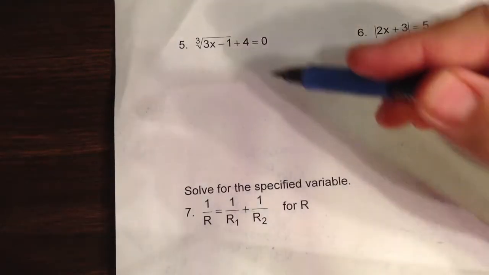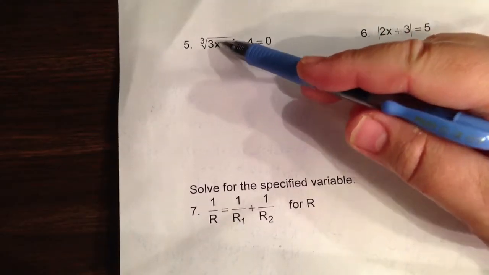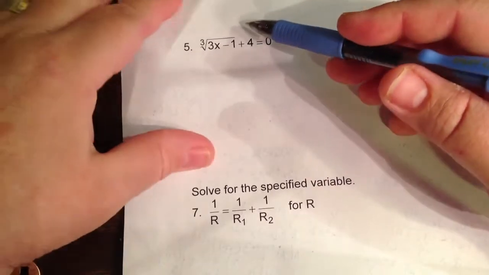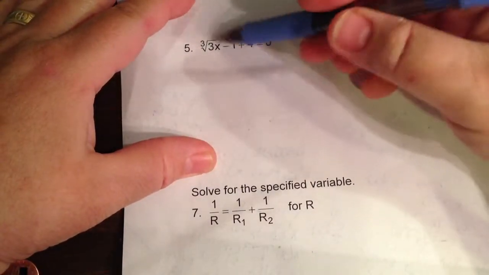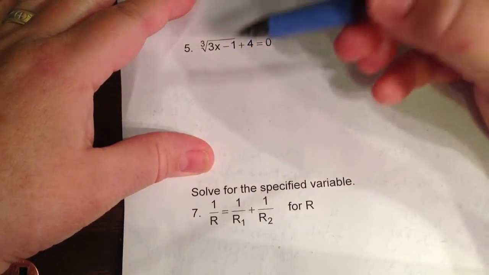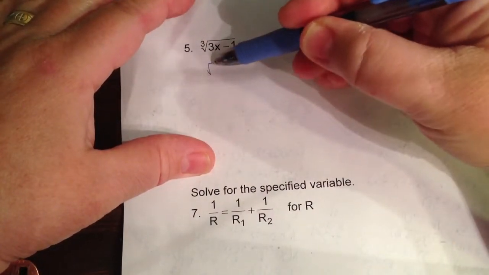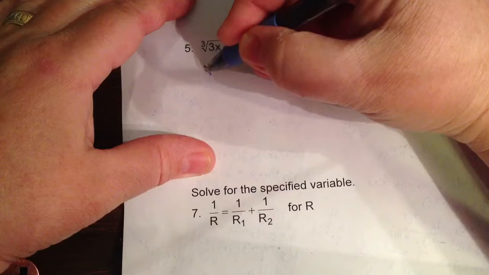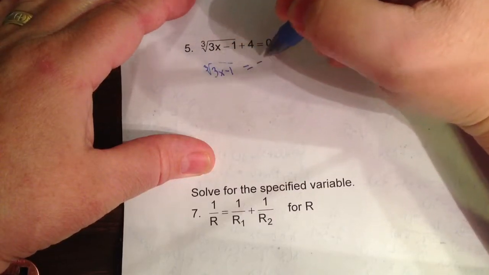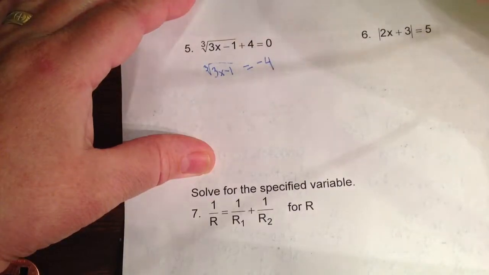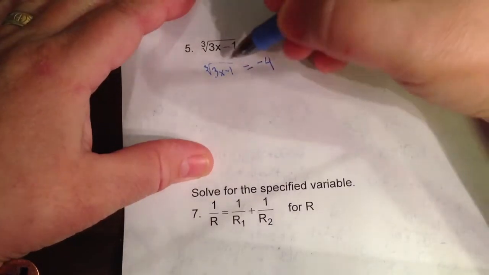Okay, so instead of a square root this time, we have a cubed root. One of the first things we want to do is get the cubed root isolated. So we're going to rewrite this as the cubed root of 3x minus 1 equals negative 4. Okay. So now I'm going to do the opposite.